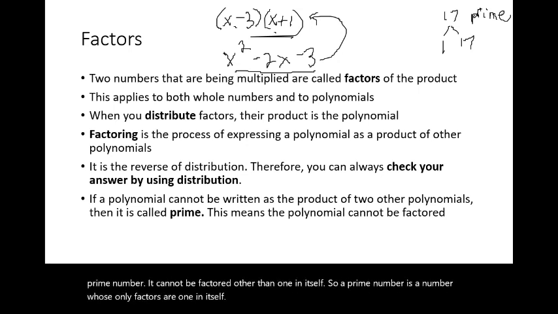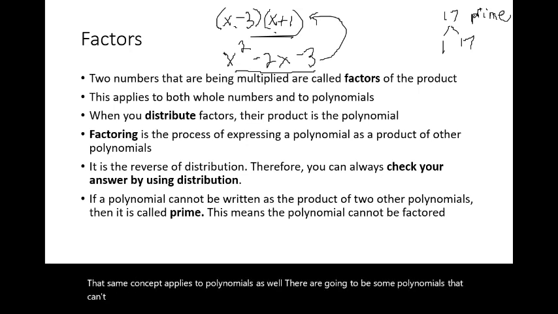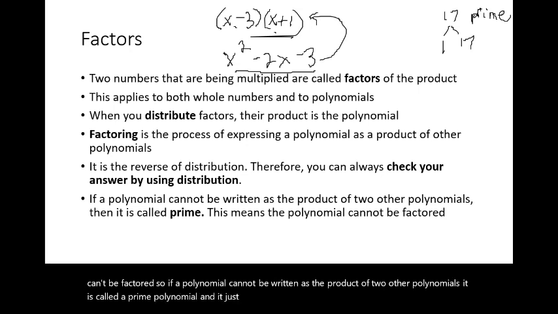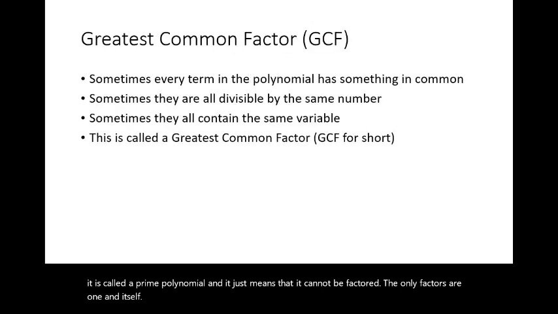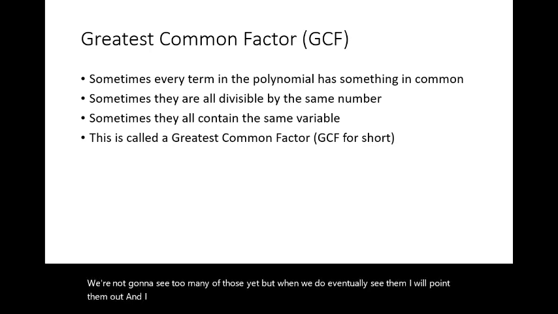That same concept applies to polynomials as well. There are going to be some polynomials that can't be factored. If a polynomial cannot be written as the product of two other polynomials, it is called a prime polynomial. It just means that it cannot be factored. The only factors are 1 and itself. We're not going to see too many of those yet, but when we do eventually see them, I will point them out, and I will point out why they are prime polynomials.